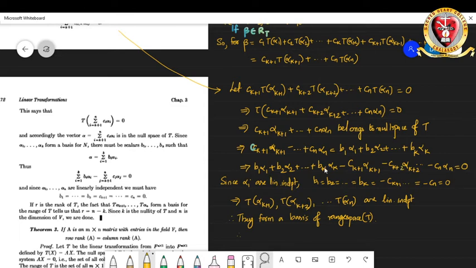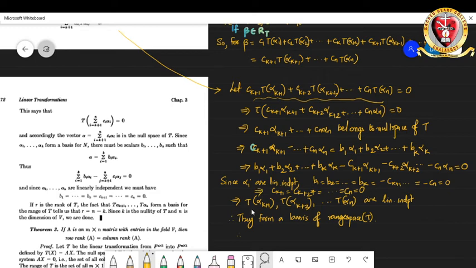But alpha 1, alpha 2, alpha k plus 1, etc. alpha n is a basis of V. So they are linearly independent. That means beta 1, beta 2, etc. beta k simultaneously, minus Ck plus 1, etc. minus Cn are equal to 0. That means Ck plus 1, Ck plus 2, etc. Cn are equal to 0. So we assumed this, and we obtained Ck plus 1, Ck plus 2, etc. equal to Cn equal to 0.